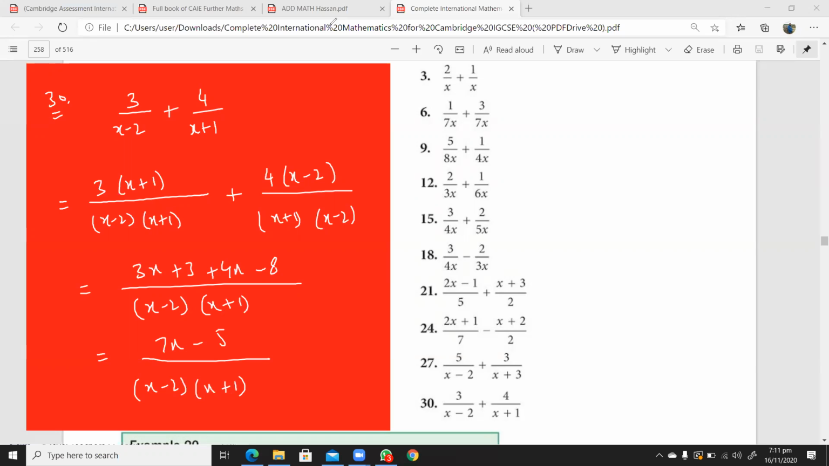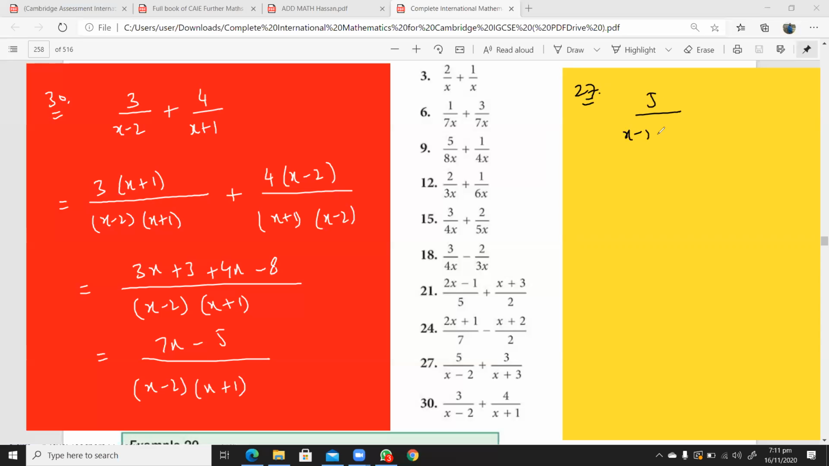Okay. I can do one more question and then you can practice this. You have the books with you. You can take a screenshot if you want to try these questions. Now look at this. Let me try this 27th question for you. So you have 5 over x minus 2 plus 4 over x plus 1. What is the LCM here? x minus 2 into x plus 1.